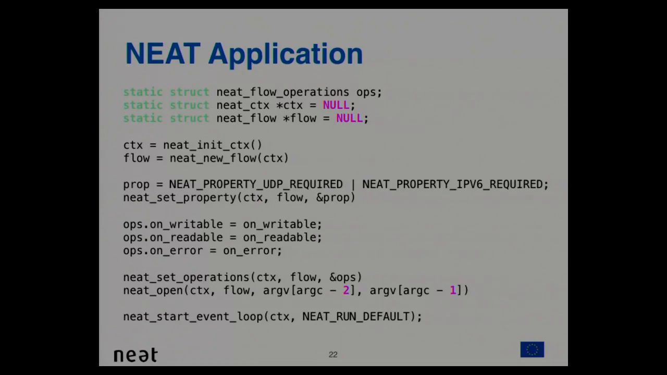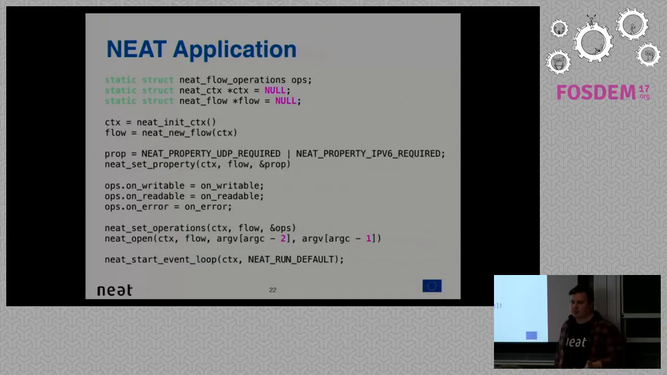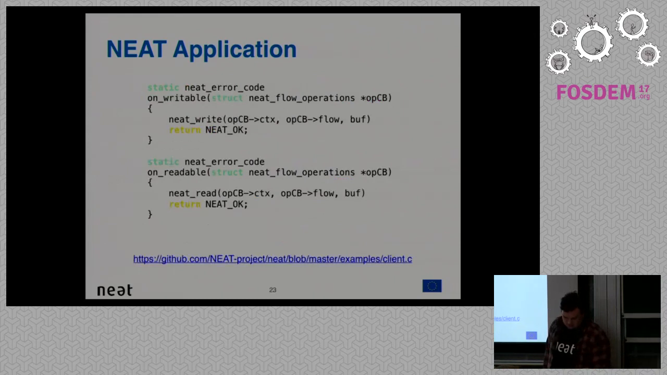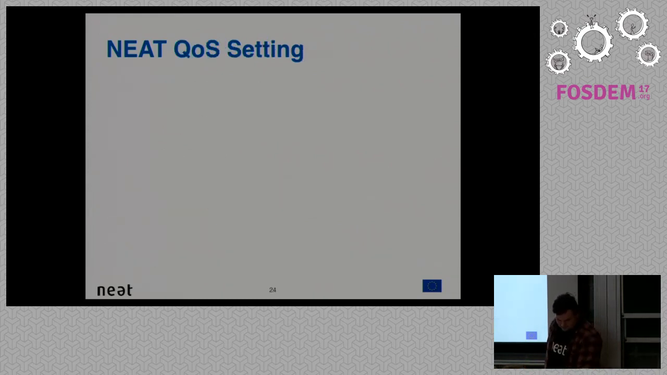And the open does everything for you. You get your unconnected event, and you have a working flow and you have a working connection. And if you've asked for something reliable, then you have a working stream protocol. But we might have negotiated SCTP for you and you have multi-streaming and loads of cool stuff. Yeah, reads and writes.